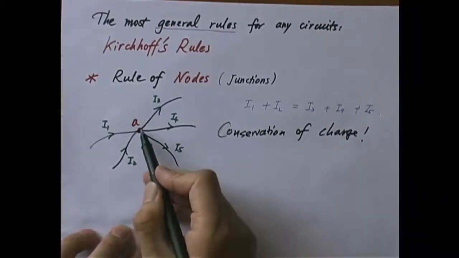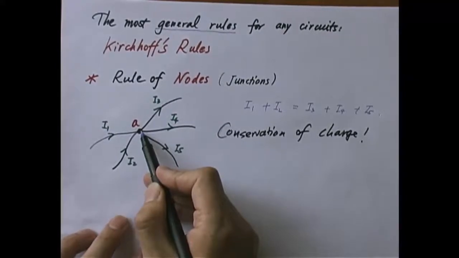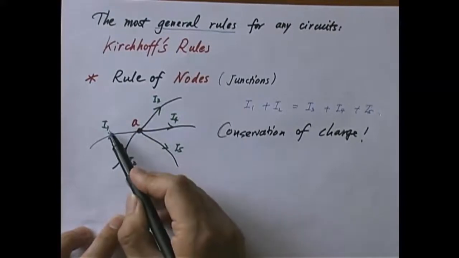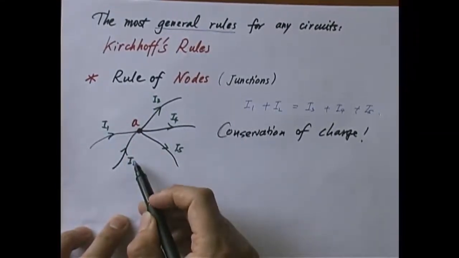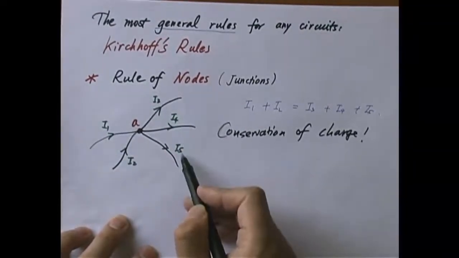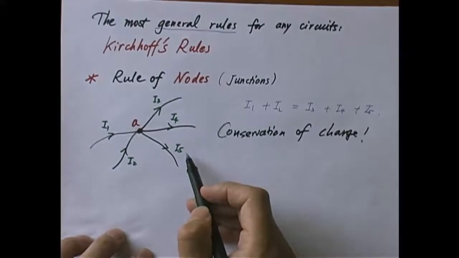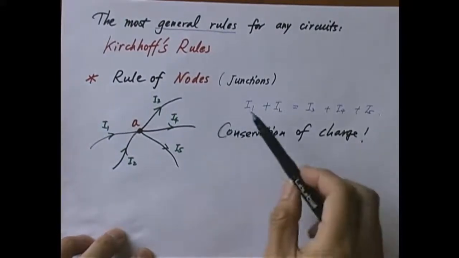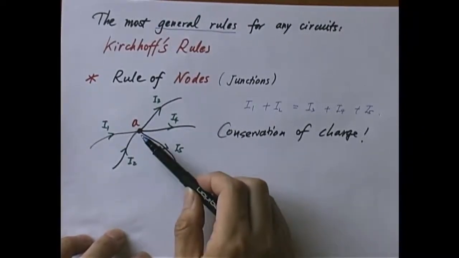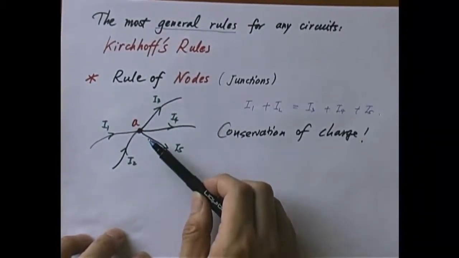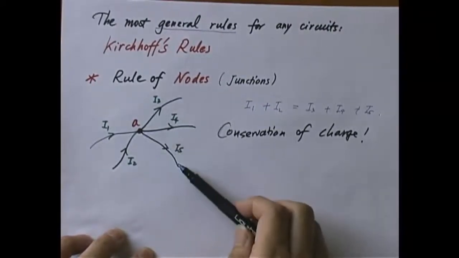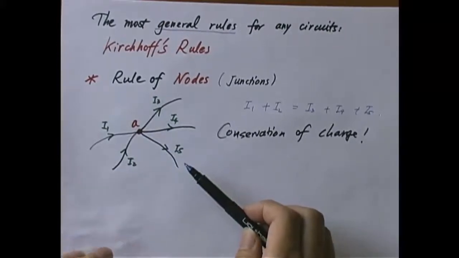So let's look at a given amount of time, dt. During that time, a certain amount of charge entered this node, and that is I1 dt plus I2 dt, right? Meanwhile, a certain amount of charge must leave. That is I3 dt plus I4 dt plus I5 dt. Now, why do we say that the sum of the incoming currents must equal the sum of outgoing currents? Because this is just a point. A point cannot store any charge. So whatever amount of charge flows in, the same amount of charge must flow out over the same amount of time in order to conserve charge.